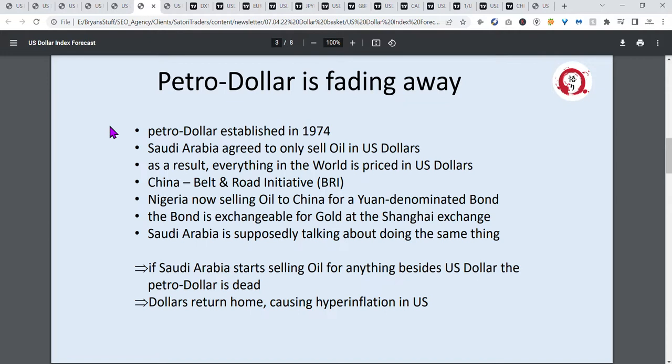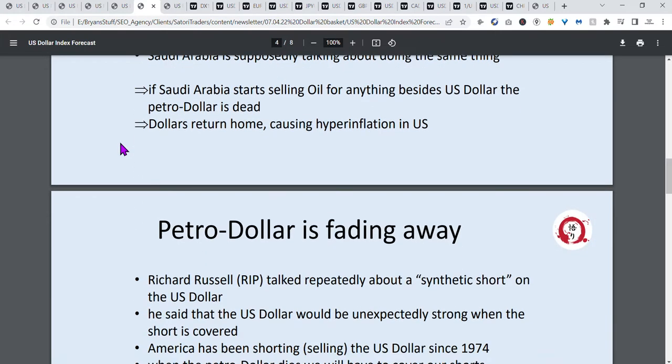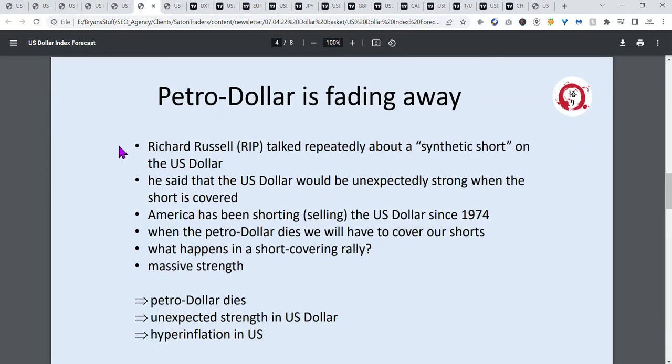And if the world no longer needs dollars to buy oil, some amount of those dollars are going to come home. And of course, home is America, where we all live. A great onrush, the massive return of dollars into America would cause hyperinflation, at least in the U.S. And so anyway, again, this is a significant transition that we appear to be in right now.